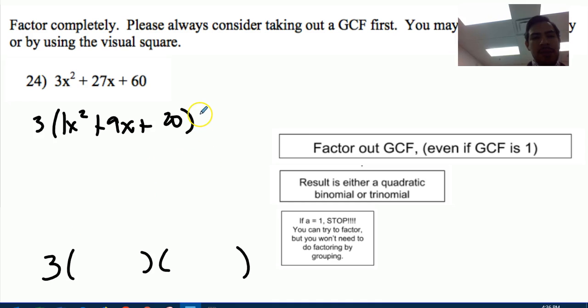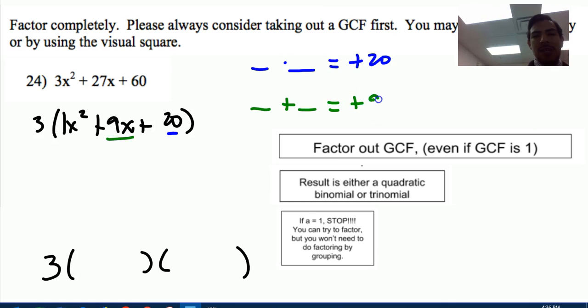And what I'm going to do now is look inside at that 20, and think: what two numbers, the Mr. Foster way, are going to multiply together to get a positive 20, and add together to get a positive 9? That means I need to list the factors of 20. So 20 is going to be 1 and 20, 2 and 10, 4 and 5, and there's our winner. Positive 4 and positive 5 works for both.